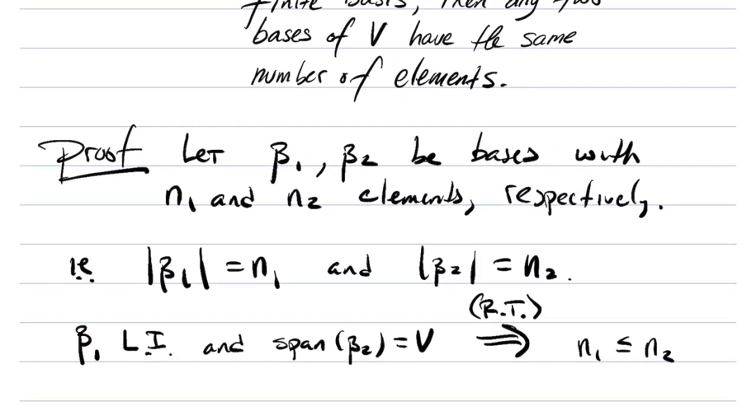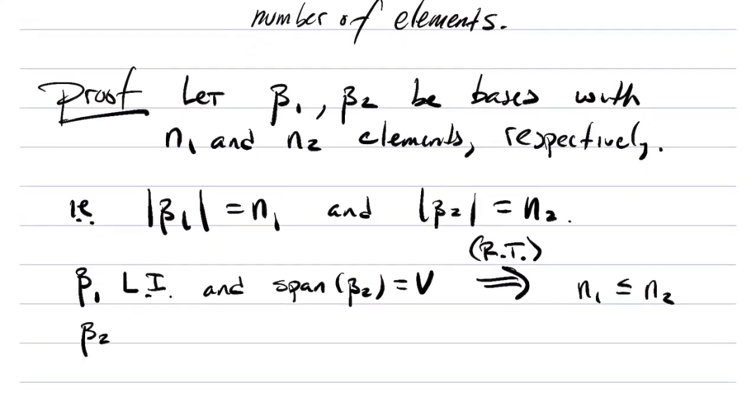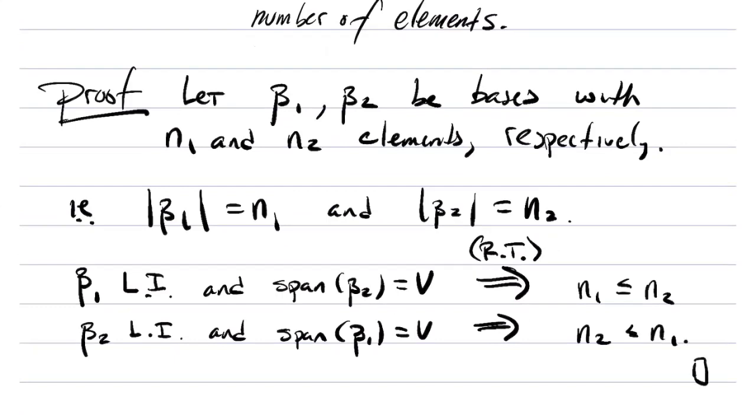But we can reverse the roles, right? Beta 2 is a basis, so it's also linearly independent. Beta 1 is a basis, so it also spans. So using the replacement theorem again, you get that n2 can't be any more than n1. Well, two numbers that satisfy both of those inequalities are equal to each other. Cool. This is an important fact, that any two bases in a vector space that has a finite basis have the same number of elements.